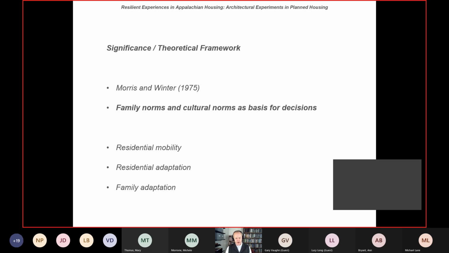So Morris and Winter looked at housing needs through family needs. They also incorporated cultural norms into their theory. And they said that families confronted with housing problems that no longer work for them usually fall into three categories. They move, they adapt the home to fit their needs, or they adapt the family to fit the house. So this is one way I could start to look at how to evaluate the families who live in these towns, and then the families who left these towns but lived there for quite a while.